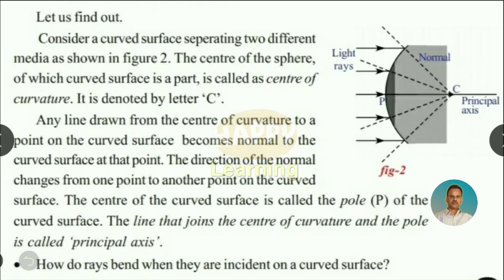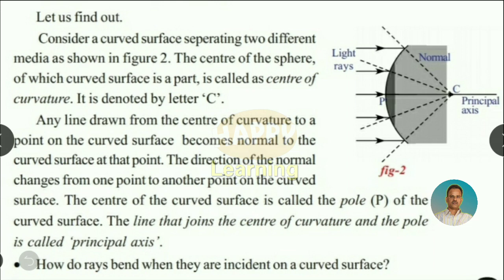Welcome students. Let us continue the class. Read this first paragraph. Consider a curved surface separating two different media as shown in the figure.